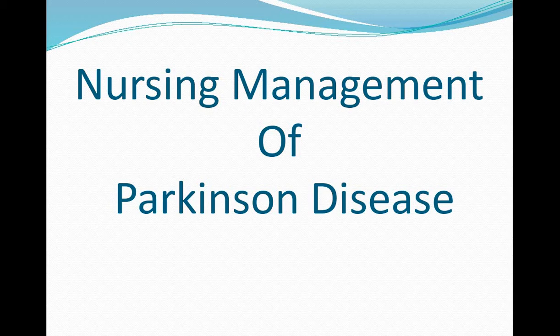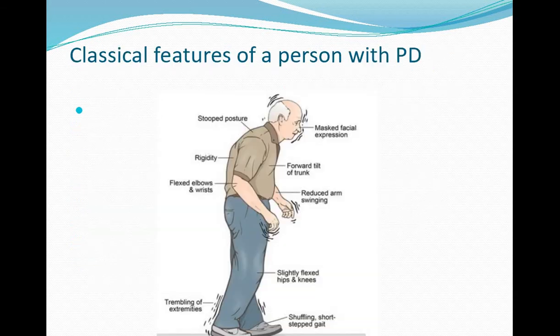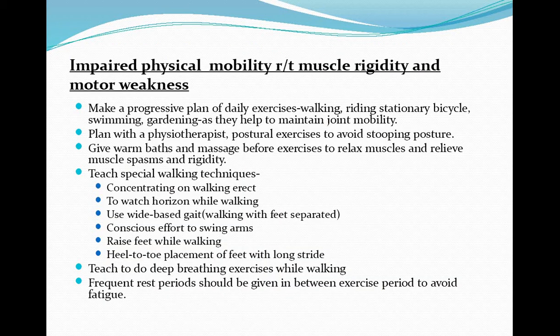For the nursing management of any disease, first of all we have to memorize the signs and symptoms of the disease. So the signs and symptoms of Parkinson's disease are tremors, rigidity, bradykinesia, hypokinesia, gait disturbances, postural instability, dysphonia, dysphagia, mask-like face, excessive uncontrolled sweating, orthostatic hypotension, gastric and urinary retention, constipation, sexual disturbances, psychiatric symptoms like depression, dementia, sleep disturbances and hallucinations. You can always keep this picture in your mind to remember the signs and symptoms of Parkinson's disease. Earlier I've told you that Parkinson's disease is a motor disorder.